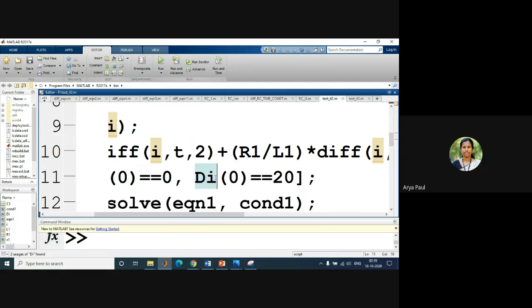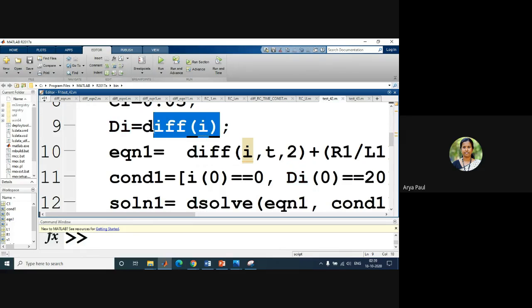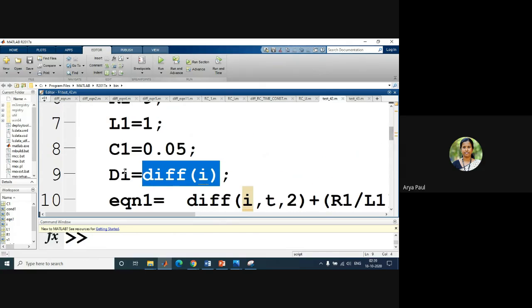Okay, di, the differential of I at t equal to 0, will be equal to 20. How can you find out di? I have already found di in the earlier stage itself. Di is equal to diff of I, the differential of I. I hope this is clear.